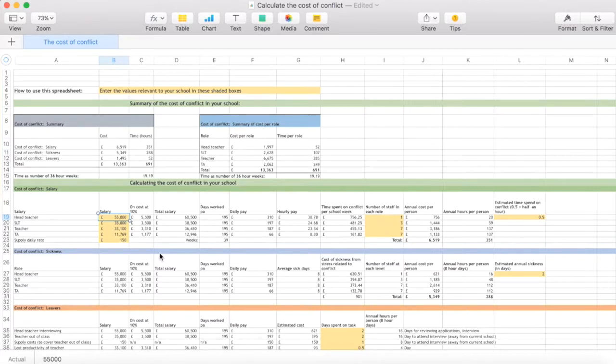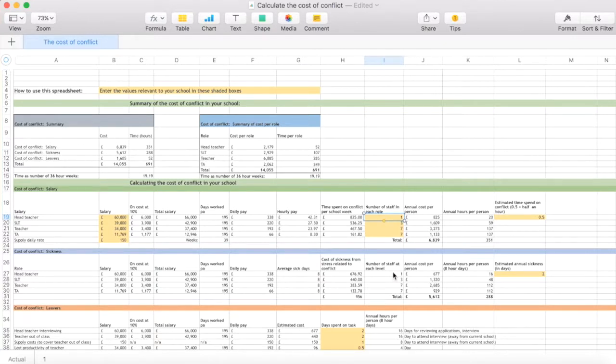Now the good news is you only need to populate with information where the box is this orangey colour. So in this first set of boxes we need to put in the average salary for the role. So let's say the head teacher, the average salary is 60,000. Perhaps SLT, the average salary is 39,000. Perhaps for teachers it's 34,000. Whatever is right for your school.